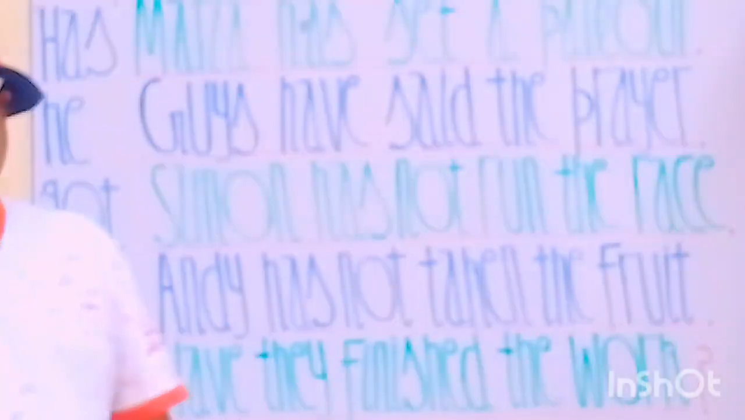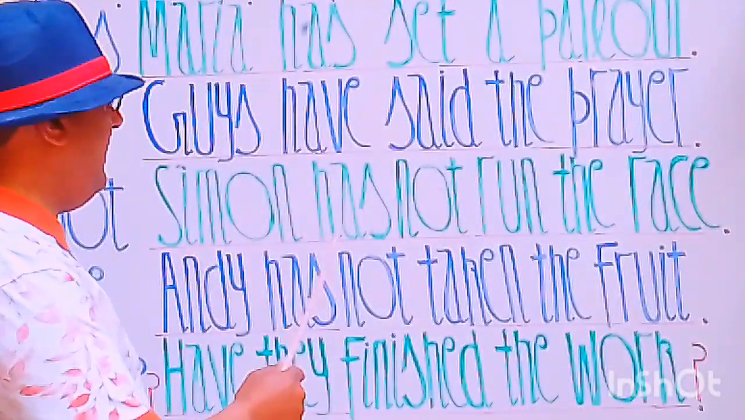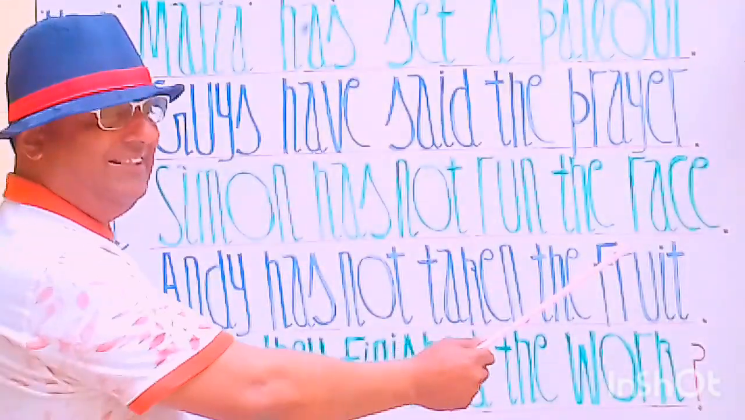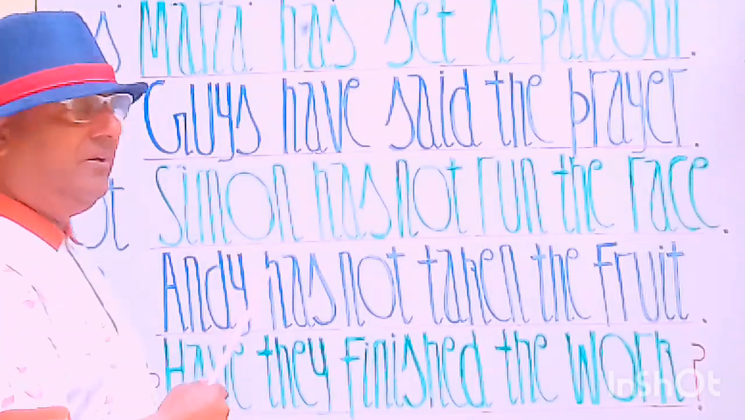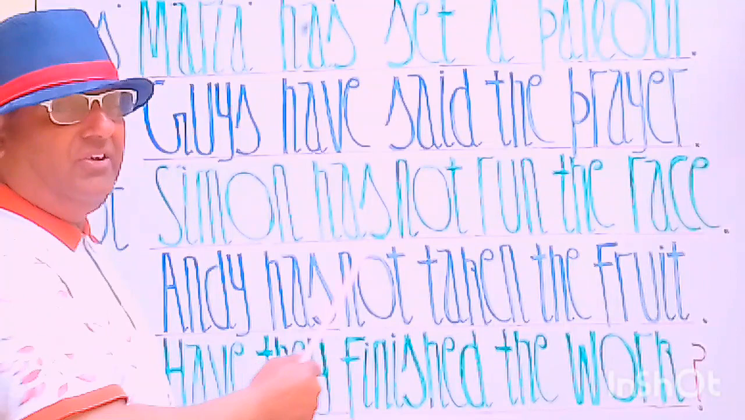Let's move to the next statement. Next one you see here. Simon has not run the race. This is a negative statement. Simon has not run the race.